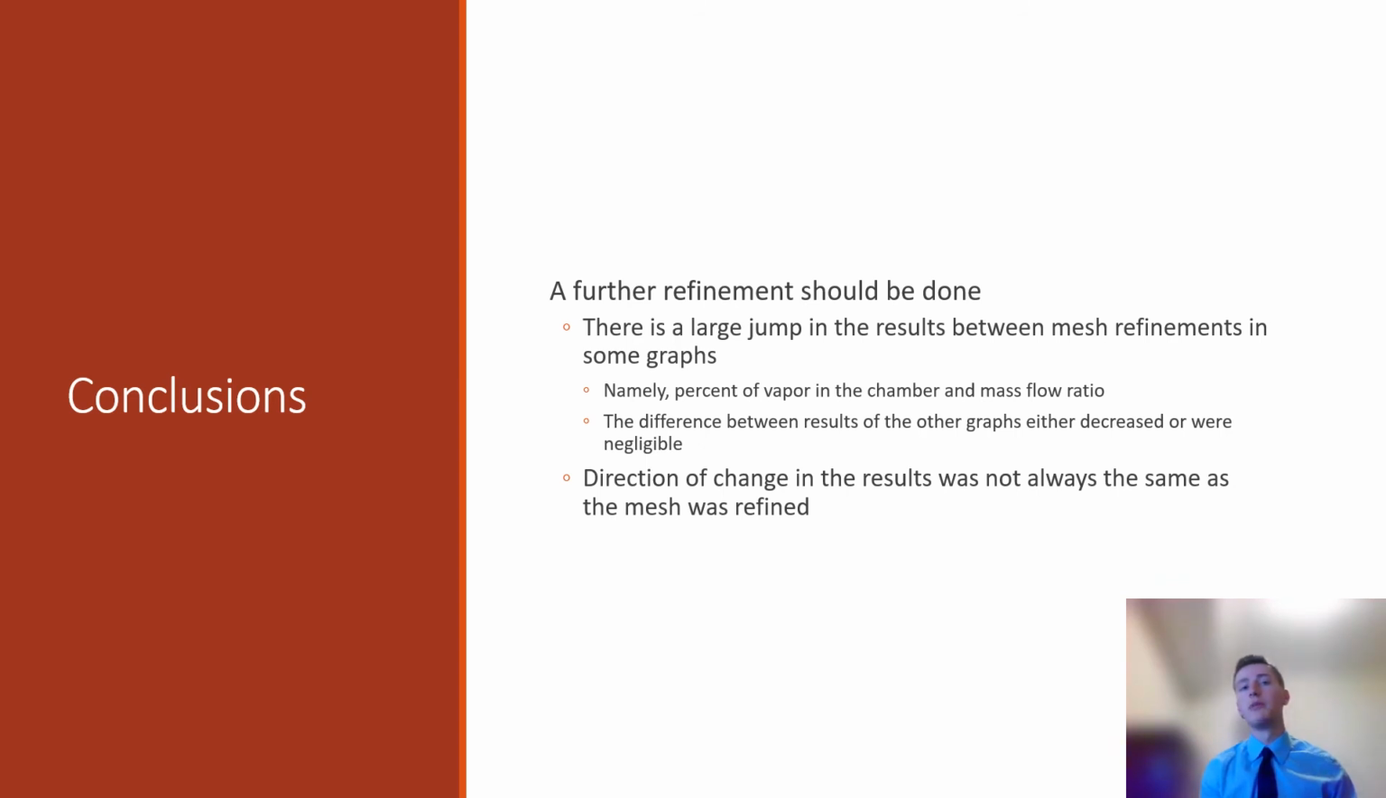So the goal in a mesh refinement study is to eventually get to a mesh size in which the results from trial to trial don't change. And so what we learned from these trials is that there are significant gaps in the data between each trial, so further mesh refinement should be done in order to get to a place where the difference from trial to trial is negligible.